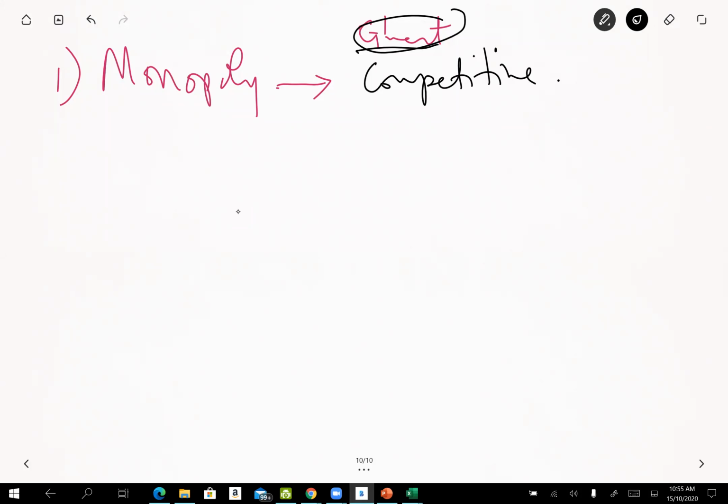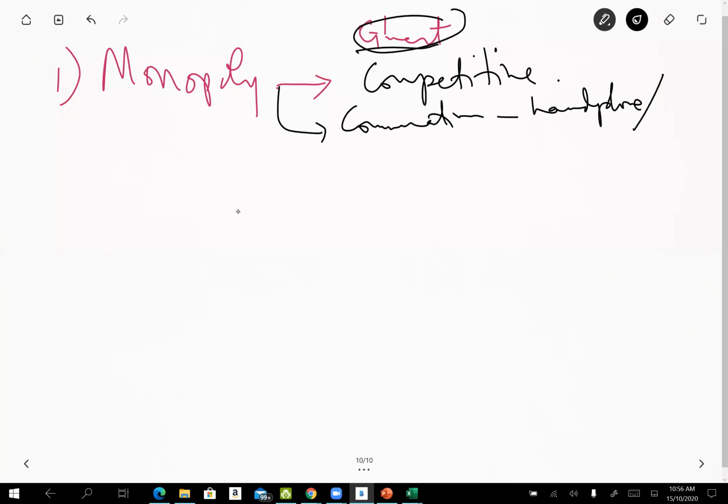I'll give you one example. Introducing a price ceiling is the same as the price control from earlier. I'll give you one example: our communication companies. What I mean is the handphone company. Now, how does the government make it more competitive?